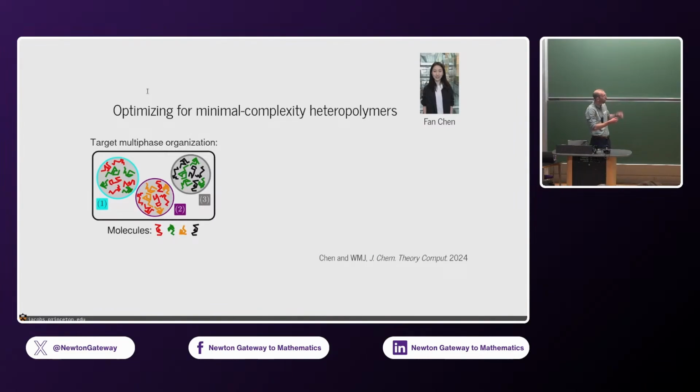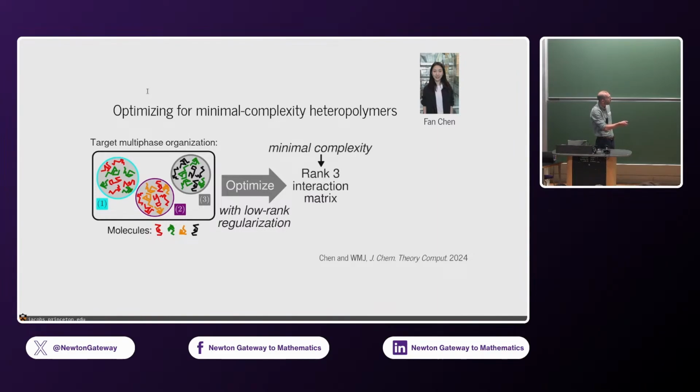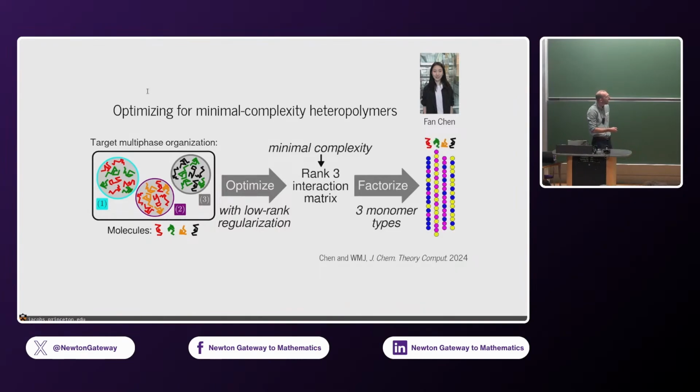All right, so this is a project that a graduate student in my group, Fan, took on. Again, our basic idea is we wish to prescribe some particular set of phases with precise compositions. We're going to do this optimization process using convex optimization tools, but we're going to specifically regularize to find the lowest rank matrix. And that will tell us something about the minimum complexity, or in this case, since we're constructing heteropolymers, the number of monomers that we would need.